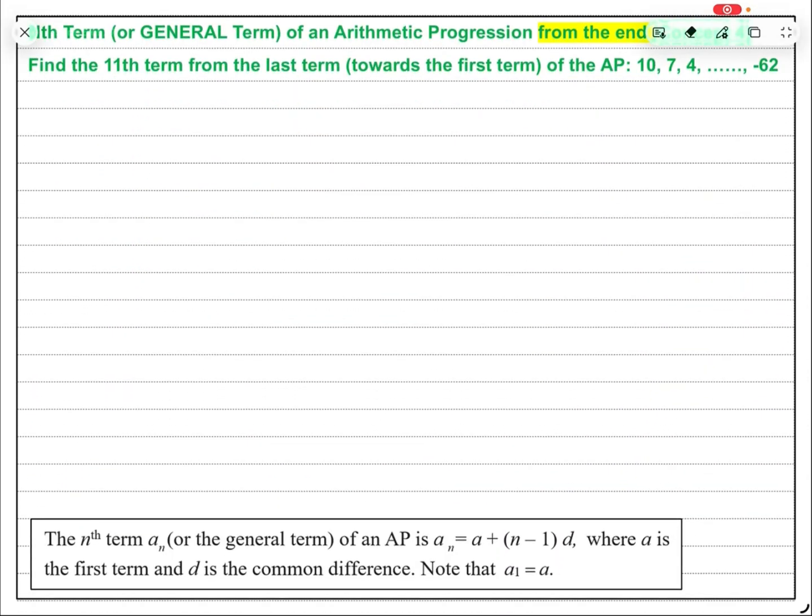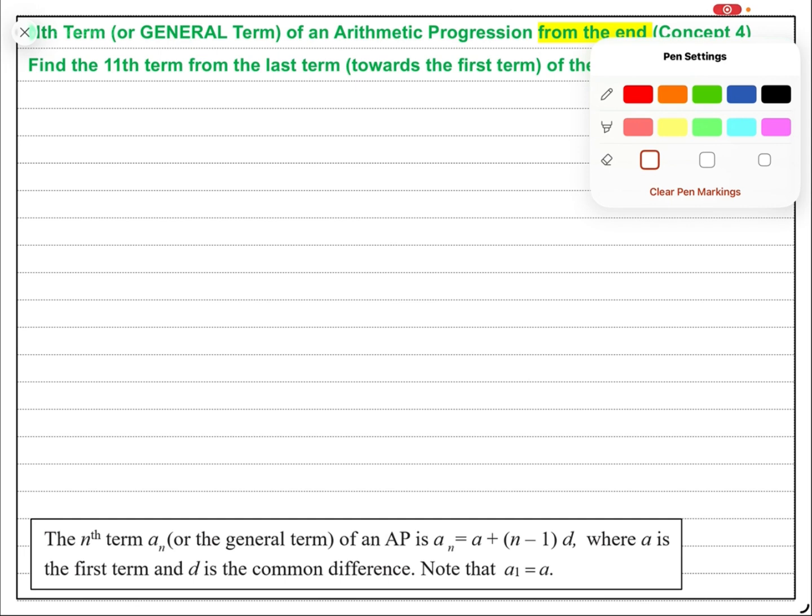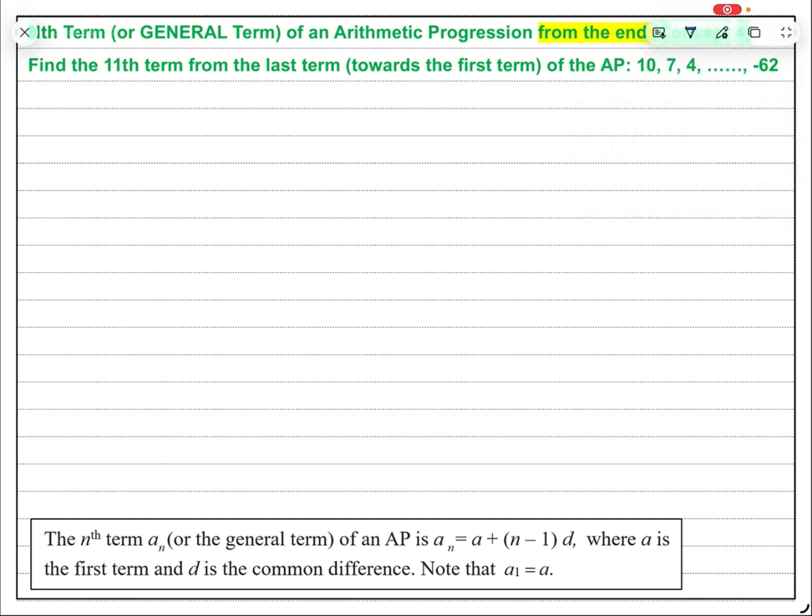Okay, let's move on to the next concept, which is basically how to find the 11th term. We are trying to find a particular term from the end of the progression. The question is: find the 11th term from the last term towards the first term of the AP. You are given an AP which is a decreasing AP in this case.